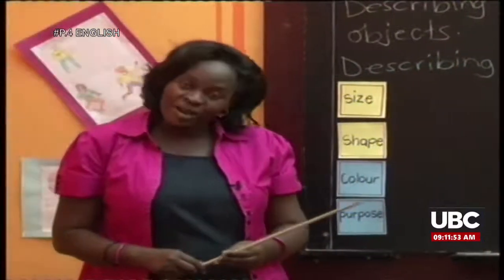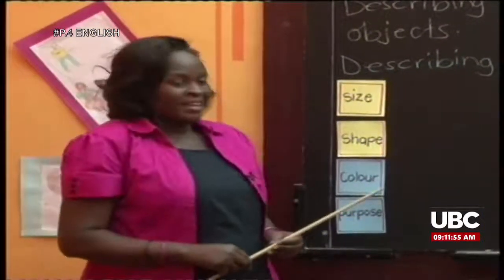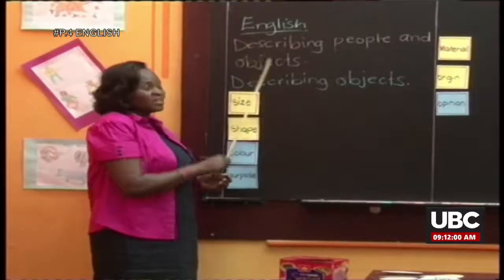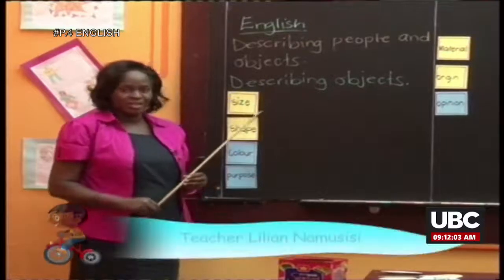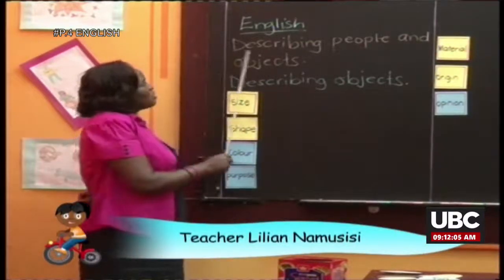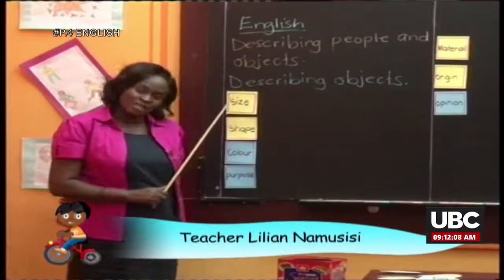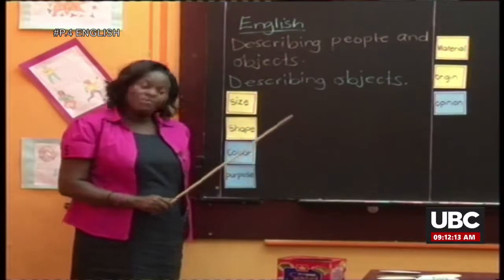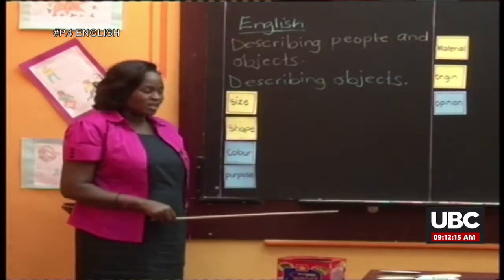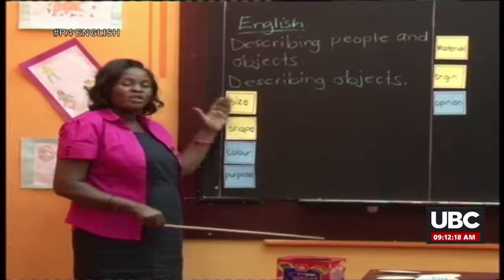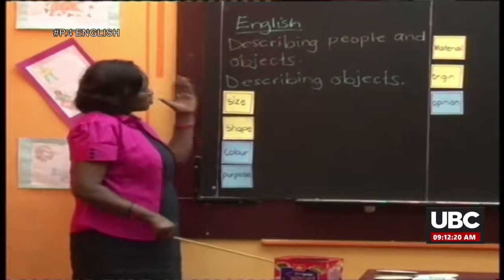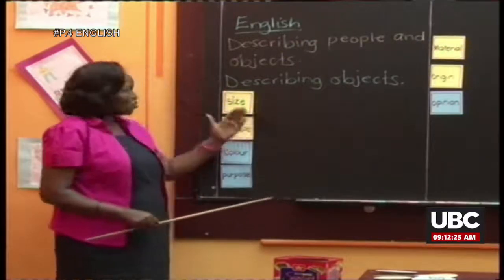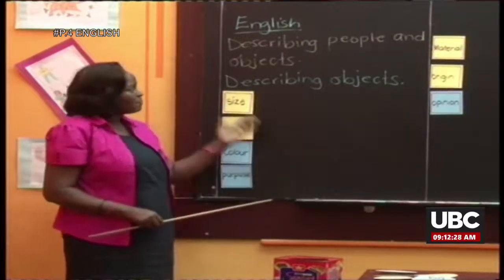Yes, my friends, welcome back from that short break. Let's continue with our lesson. I'm Teacher Lillian once again, taking you through our English lesson. And in our today's lesson, the topic, we are describing people and object. And today's lesson, we are looking at the words we use to describe objects. But before we look at the words we use to describe objects, we are trying to look at what do we consider in order to describe the objects, in order to get the adjectives which help us to talk more about the objects.